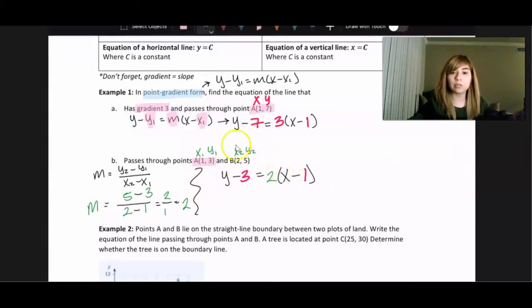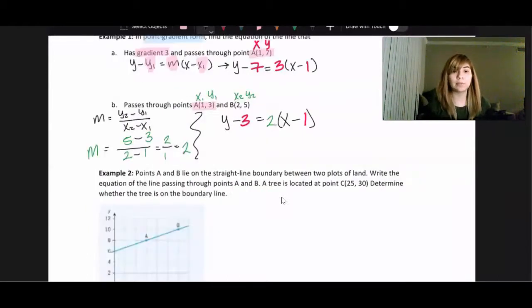Now, if you had used point B for point gradient form, you would have gotten a different answer. It would be y minus 5 equals 2 parentheses x minus 2, which might be confusing because it looks like it gives you 2 different answers. But if you graph both of them, you'll notice you get the exact same line, and that's because at their base, if you turn them both into gradient intercept form, then they're the same line. But that's something you'll see in a bit.